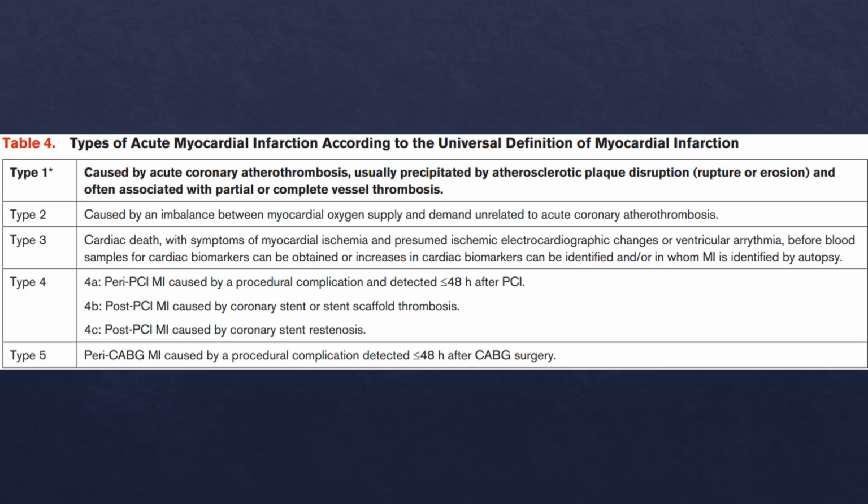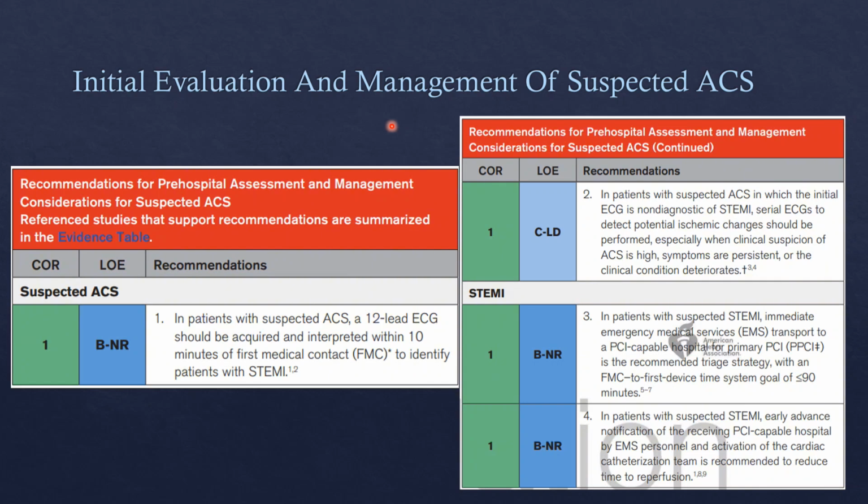So coming to the initial evaluation and management of these kinds of patients, in the pre-hospital assessment and management, it is imperative to do a 12-lead ECG, acquire and interpret it within 10 minutes of the first medical contact to identify patients with STEMI. And in those in which ECG is non-diagnostic of STEMI, serial ECGs should be done. And the patients who are identified to have STEMI should be transported to a primary PCI center by the EMS services, and the goal for the first medical contact to first device time should be less than 90 minutes.